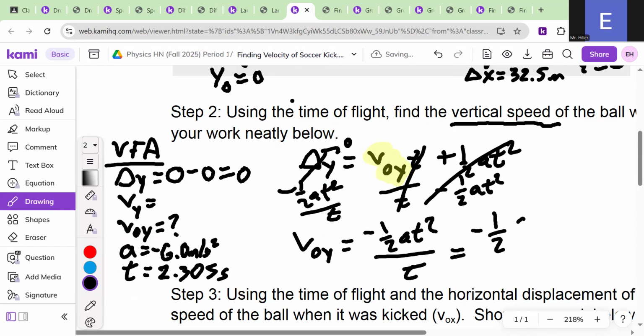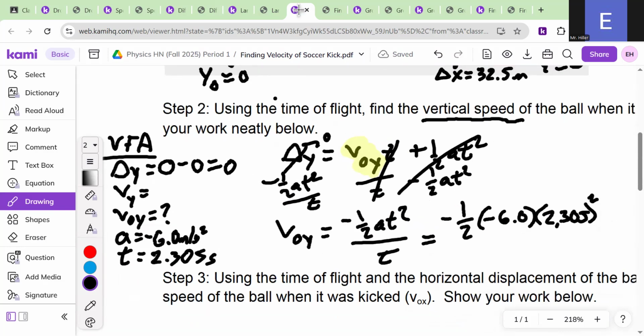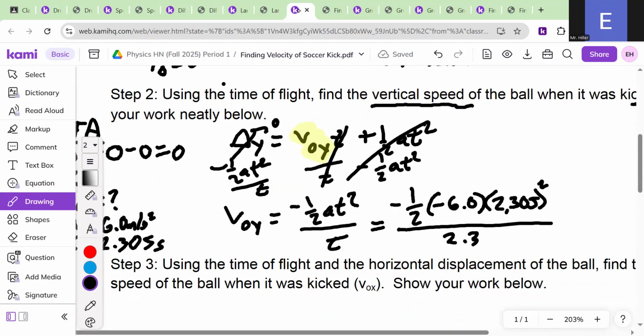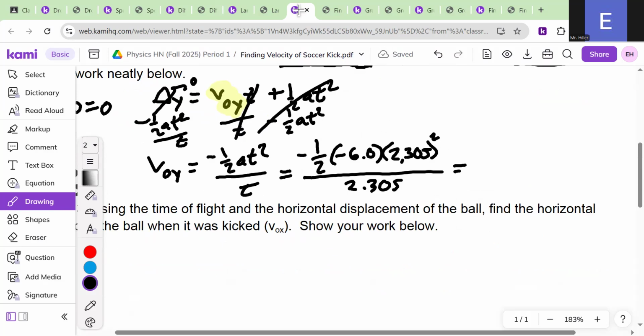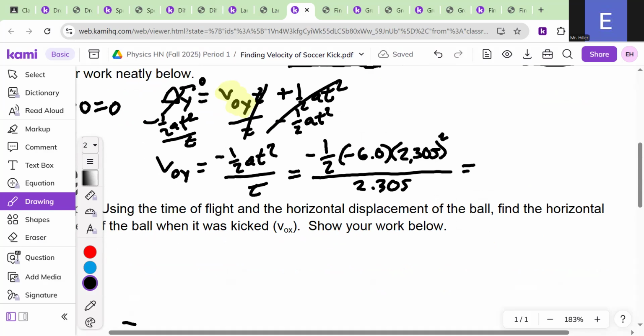So negative 1/2, put in your negative acceleration, minus 6, times your time. My time is 2.305. Don't forget to square it. Then divide all that by the same amount of time. Put it in your calculator and let's figure out what your v naught y is. 2.305 squared times 6, take half, divided by 2.305. All right, so I'm looking at a v naught y of about 6.915. And for now, we're going to keep all those digits.